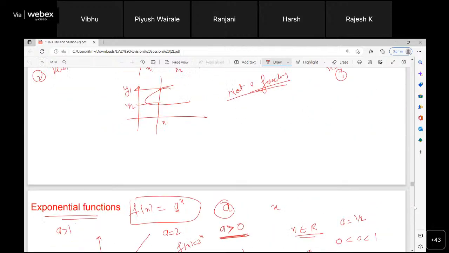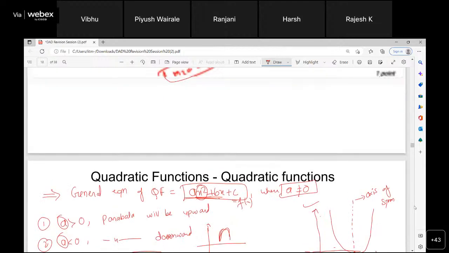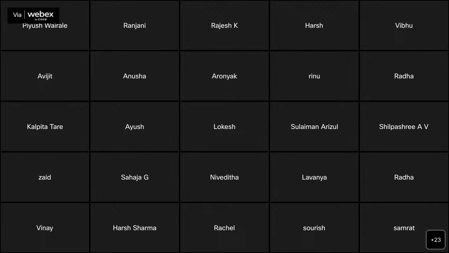And the rest, I have discussed what is important from your qualifier exam point of view. Any source to practice? On the website, mock questions are there. Hi Piyush, can you please share this PDF in the chat right now? I can share it in the chat, just wait one minute. Do you want the annotation also, whatever I have written? Yes, sir.